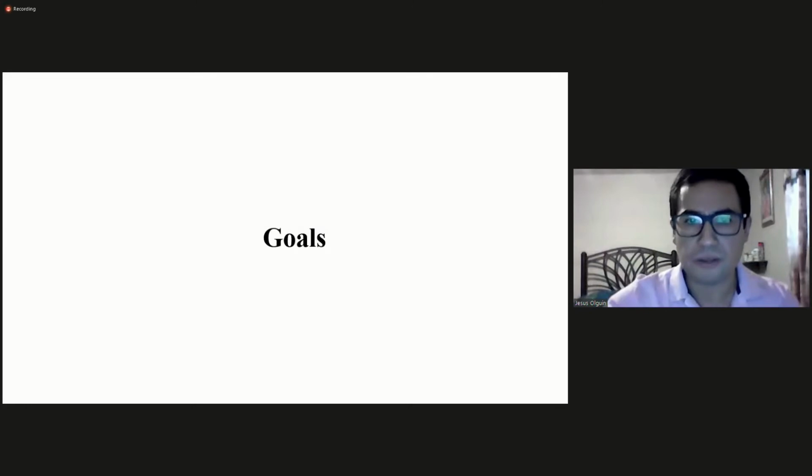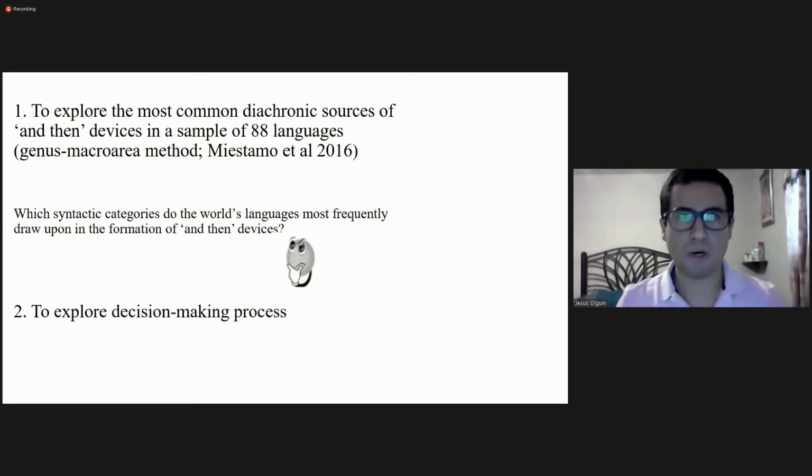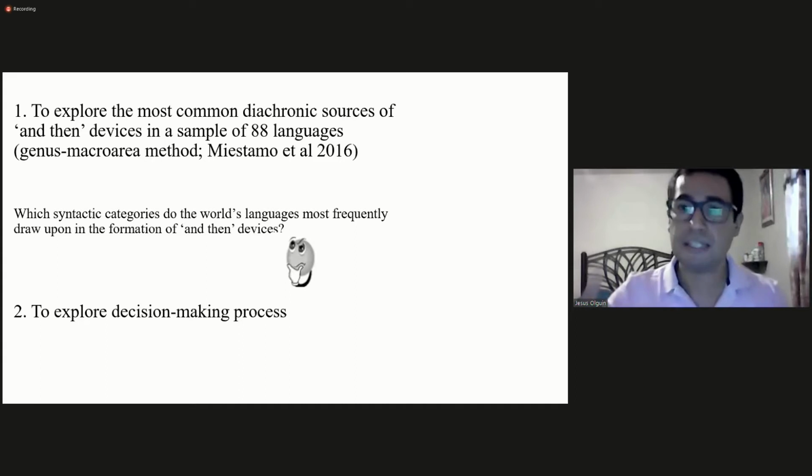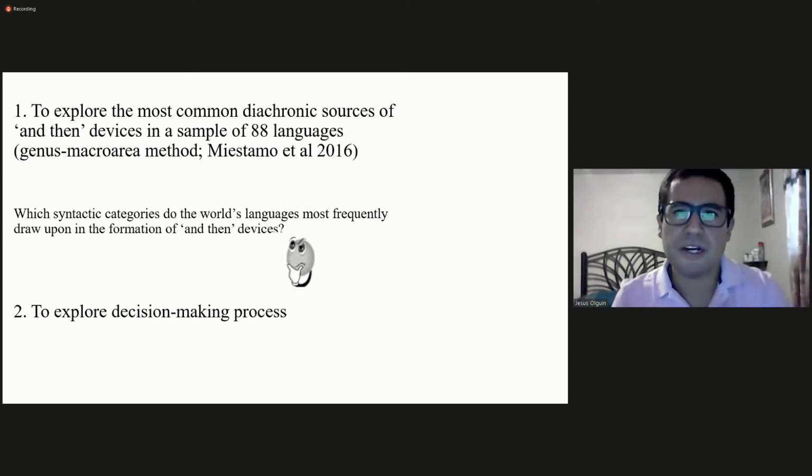Now, the goals. The first one obviously is to explore the most common diachronic sources of and then devices in a sample of 88 languages. And the question here is, which syntactic categories do the world's languages most frequently draw upon in the formation of and then devices? As I mentioned before, certain typological studies mention that motion verbs meaning to come and to go tend to grammaticalize into and then devices, and also commutative case markers. So the question is, is there more to the story? Are there any other diachronic sources?